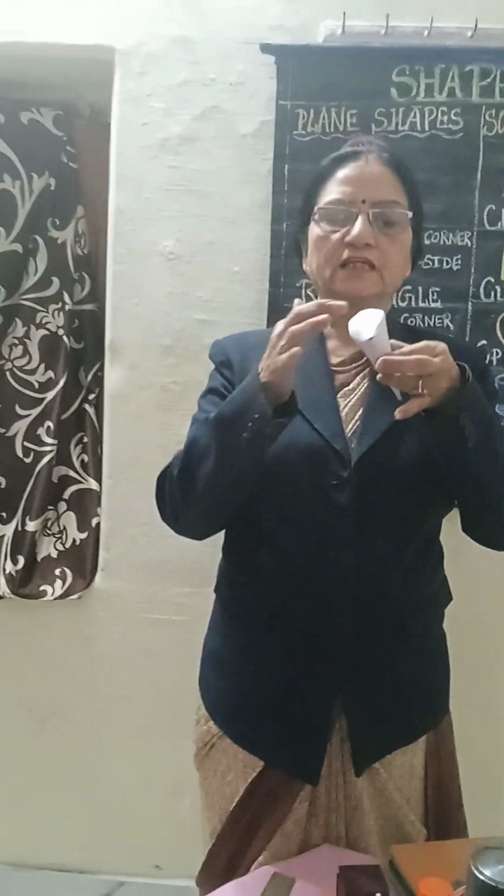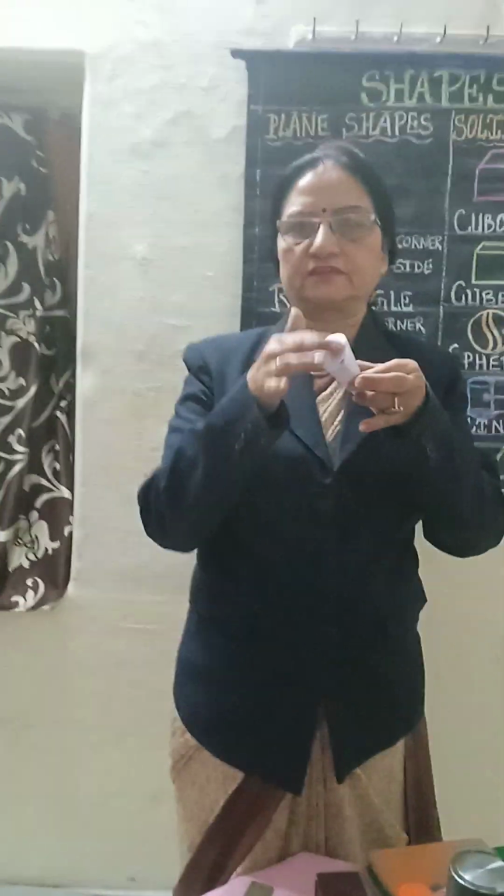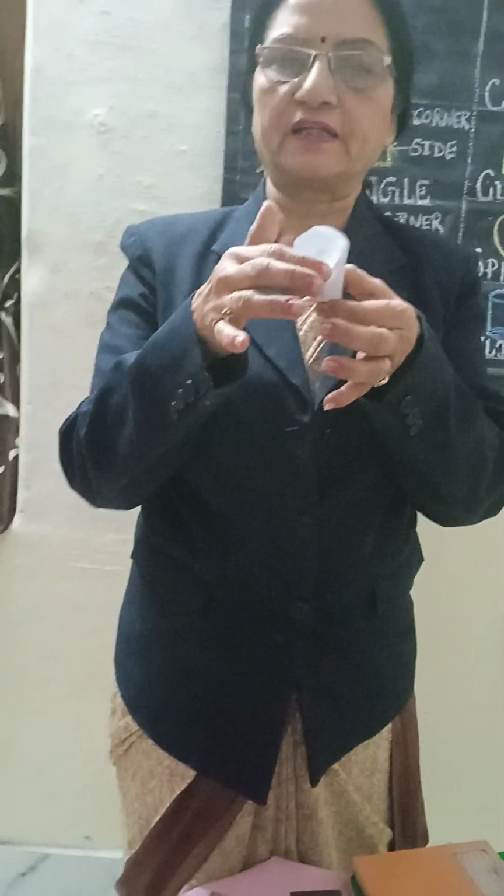This is one face and this is the second, plain face. So 2 faces are there in the cone. This is one plain face and one curved face. And one vertex, this is the vertex. One vertex is there and this is the edge. One edge is there. So 2 faces, 1 edge and 1 vertex are there in the cone.